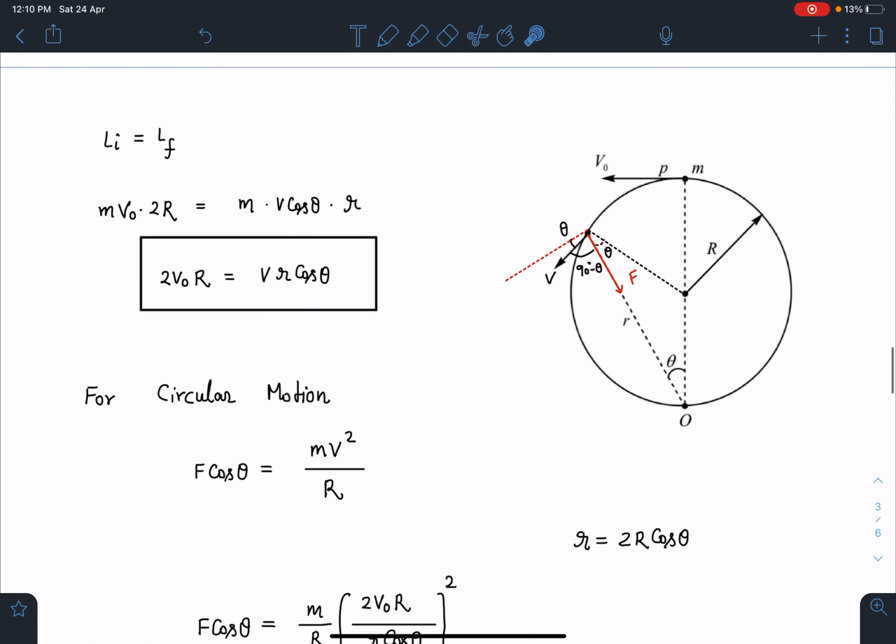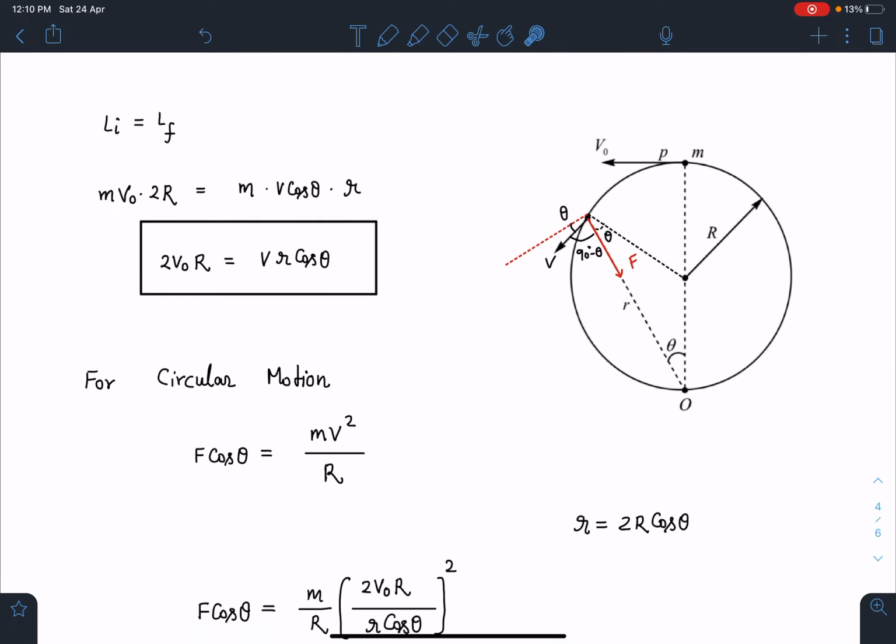So let's use this logic here. Initially the speed is v0, and at any time t at a general location of theta, the velocity is v. So here, if this angle is theta, this angle is also going to be theta, because this is r and this is r. Now this angle is going to be 90 minus theta, as this line will be tangent to the circle. This is the velocity direction, so this angle is also theta.